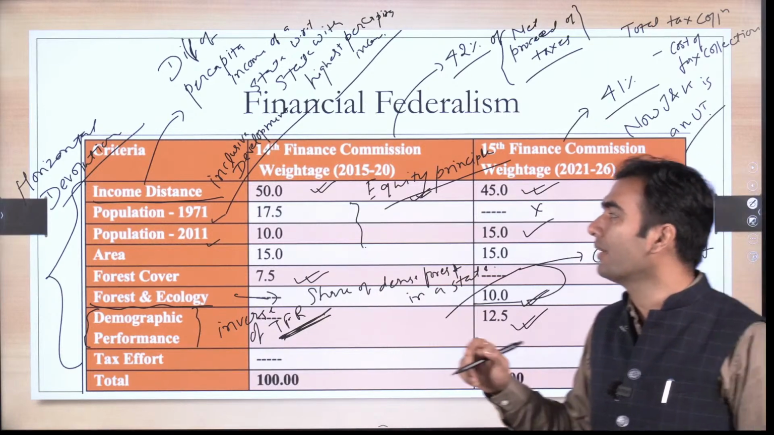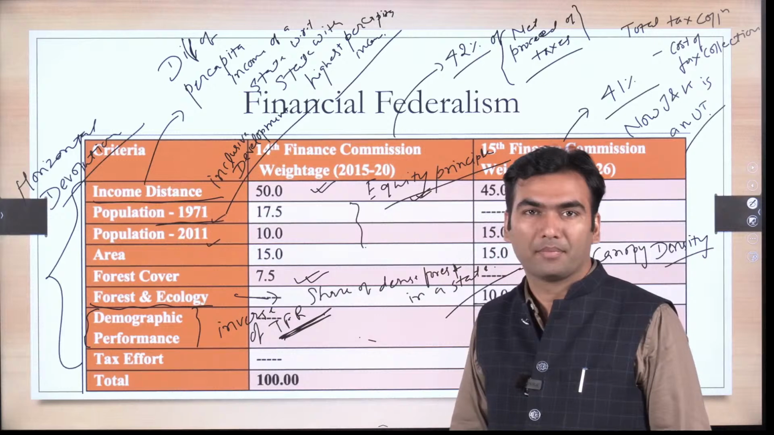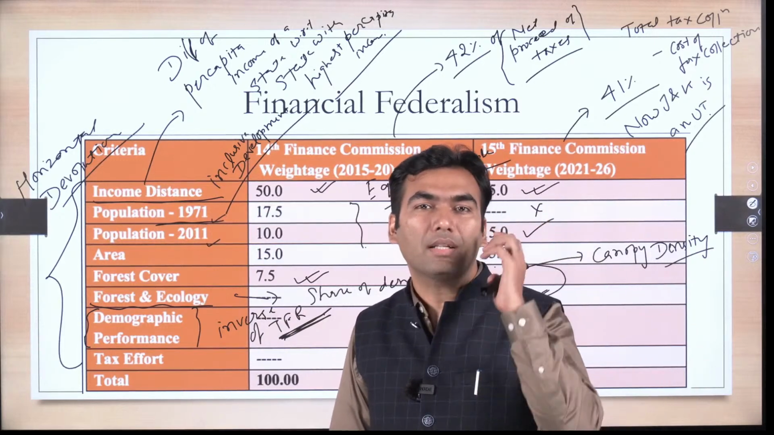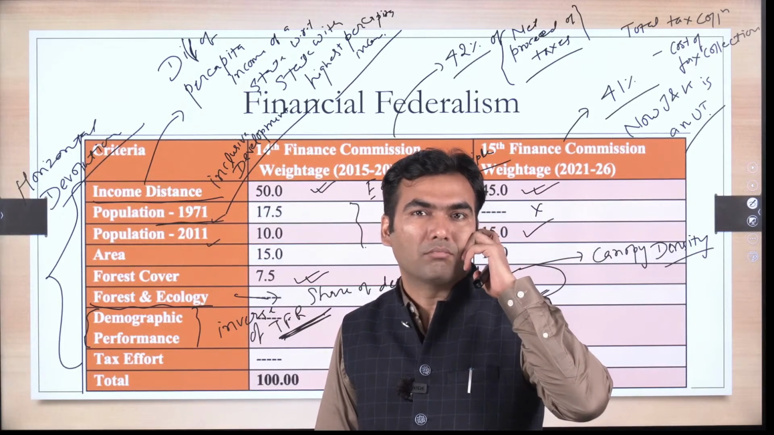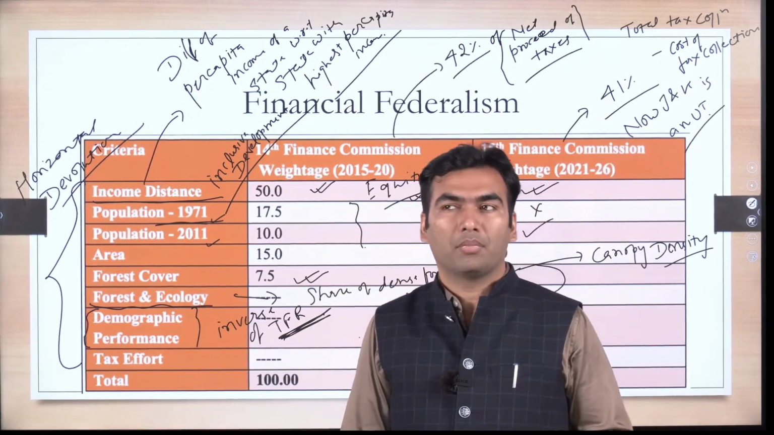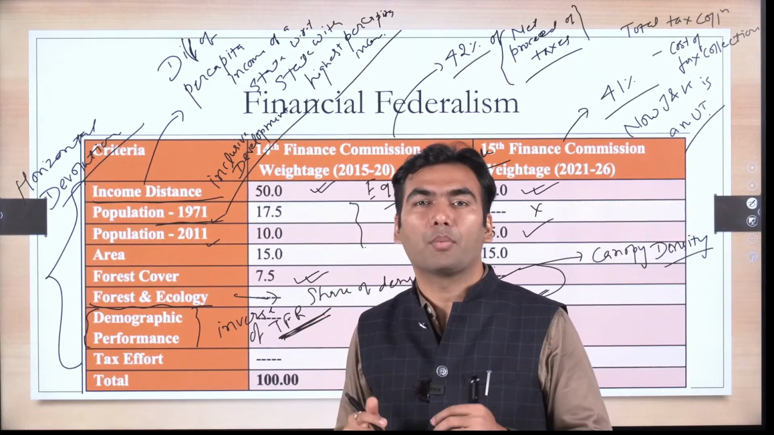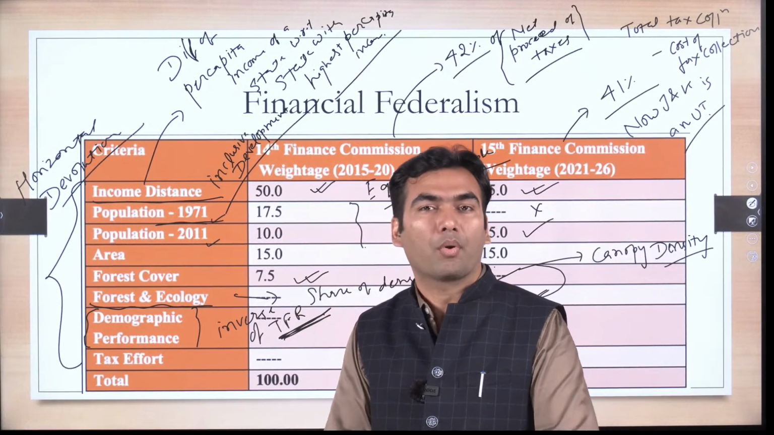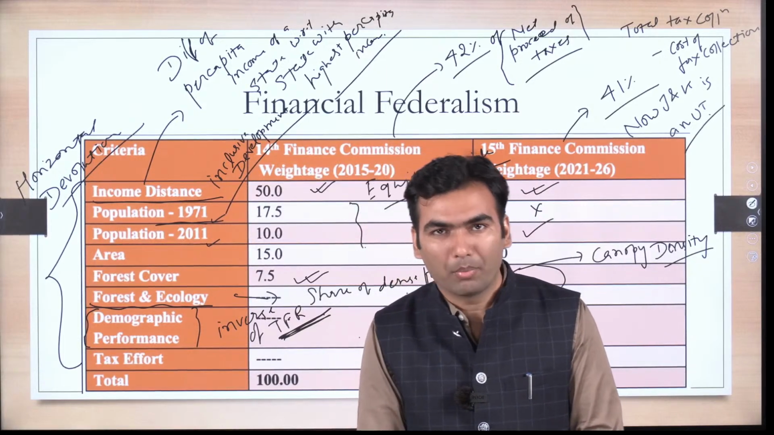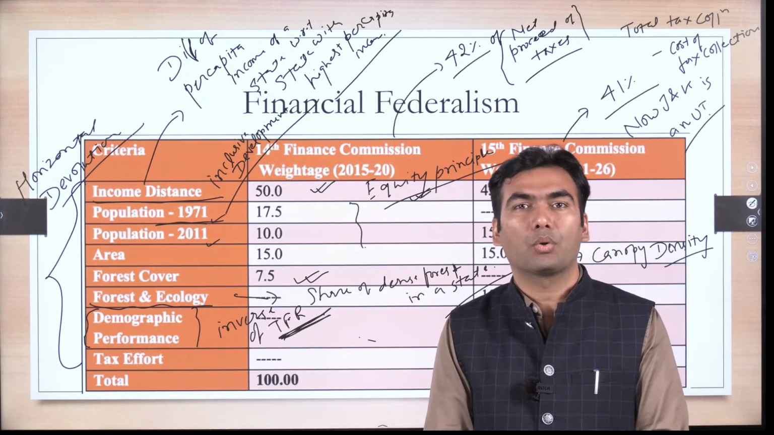The reason for using this 1971 population was that in the 1970s it was realized that India's population is growing very fast, and this increasing population is not good. Probably we need to control the population. So as a matter of public policy, the central government adopted that we should control population.